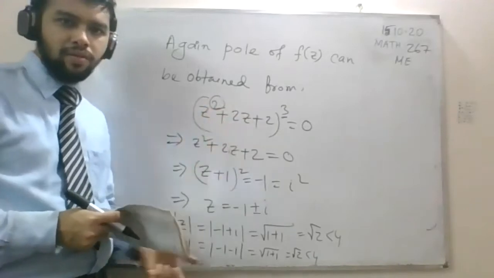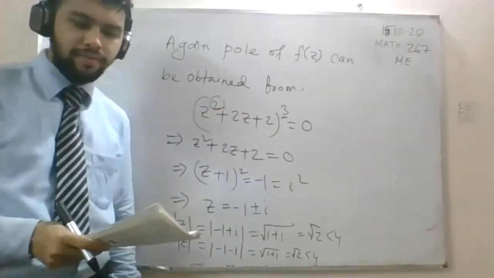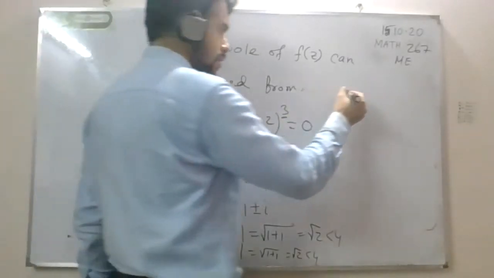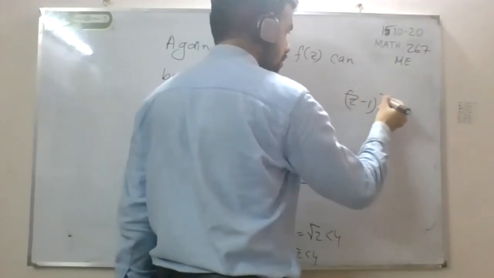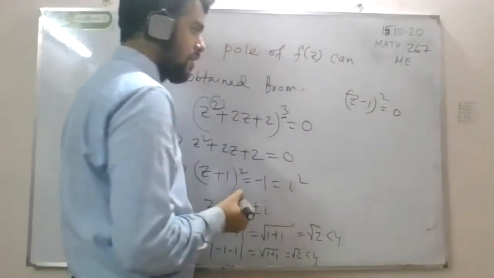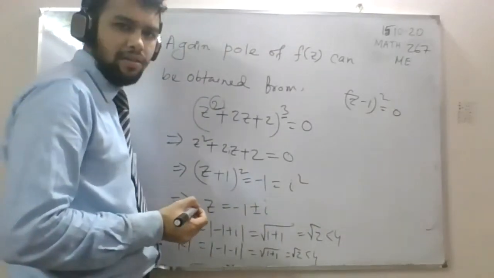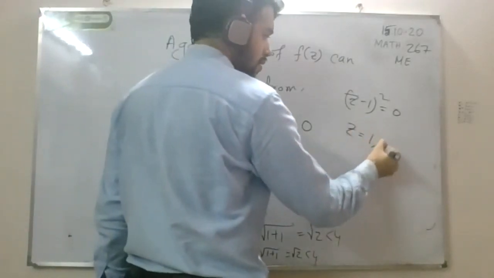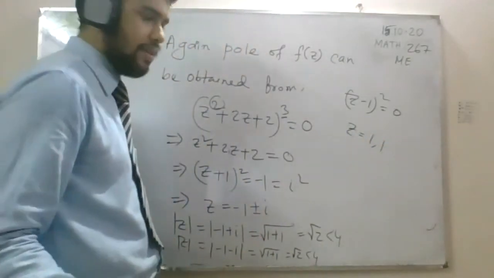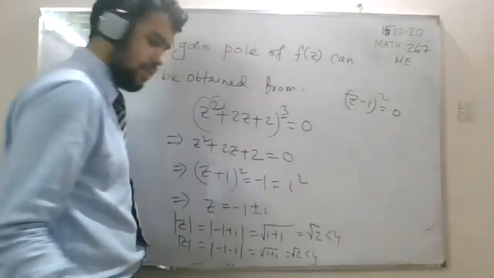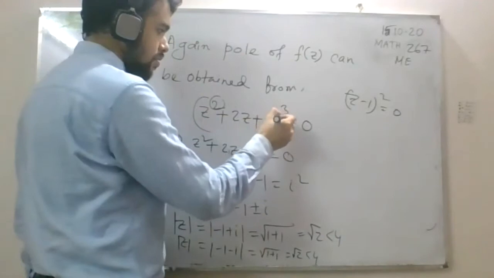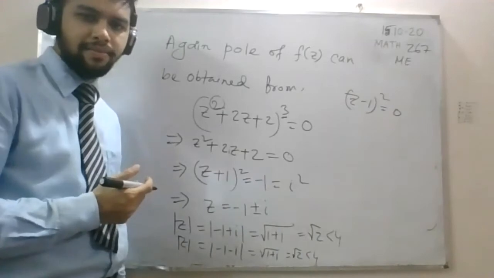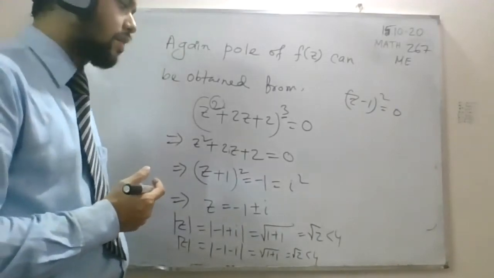How many roots do you have here? If I said (z minus 1) square equals 0, what does it mean? So z will have 2 values. Similarly, if I say here (z square) whole to the power cube, what does it mean? How many values can you get? 3.